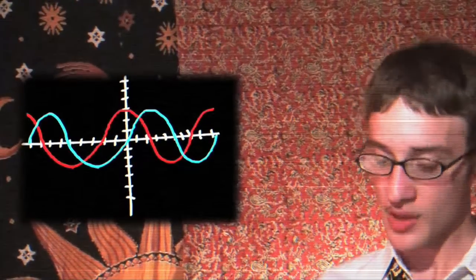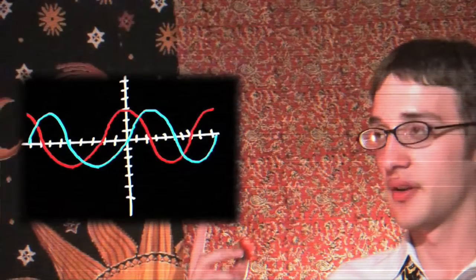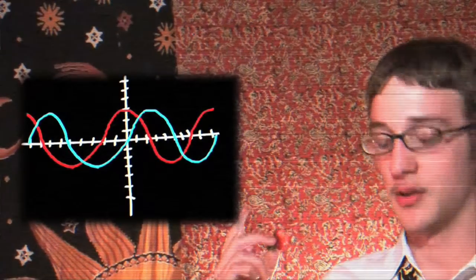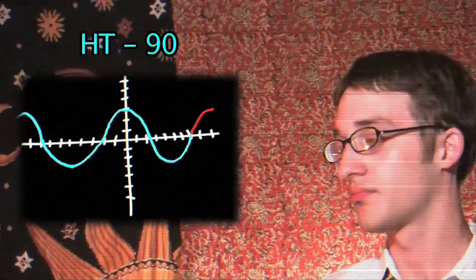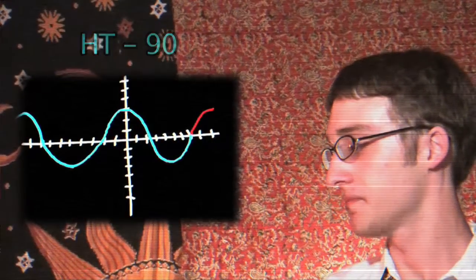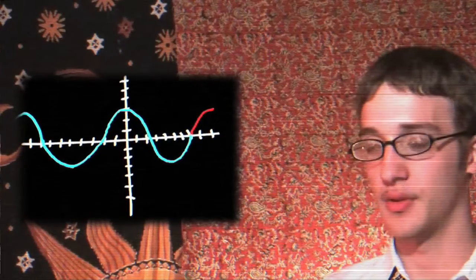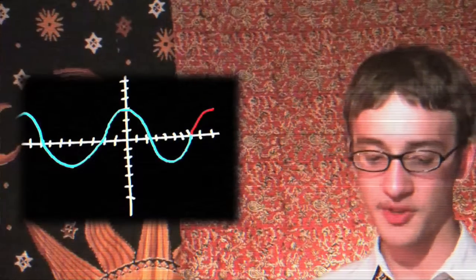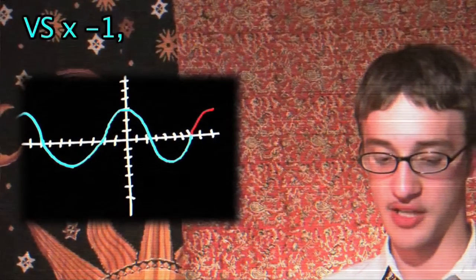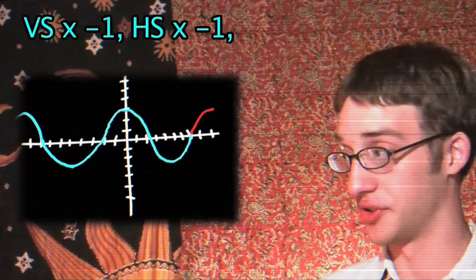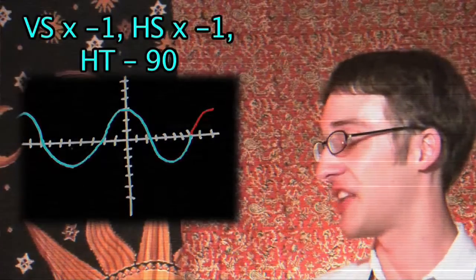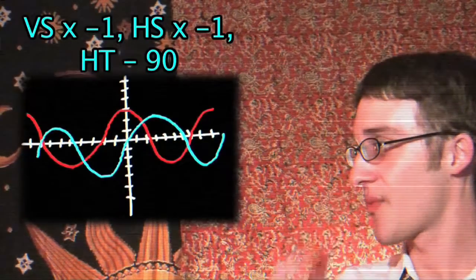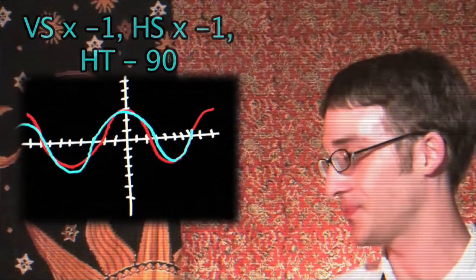Like here. Let's horizontally translate this sine wave -90 degrees. It matches up with the cosine. Let's say, let's do a vertical stretch to -1, a horizontal stretch to -1, and a horizontal translation to -90. Check that out. Matches up, right?